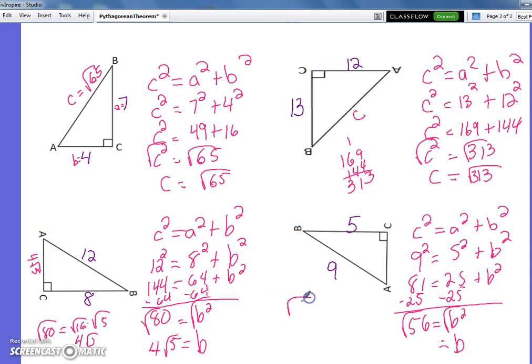So let's come over here and take the square root of 56. I know that 56 can be broken down to 8 times 7, if you wanted to do it that way, or 4 times 14, which I'm going to do. Then the square root of 4 is 2, and the square root of 14. So 2 square root of 14. That's how you would solve right triangles using the Pythagorean theorem.